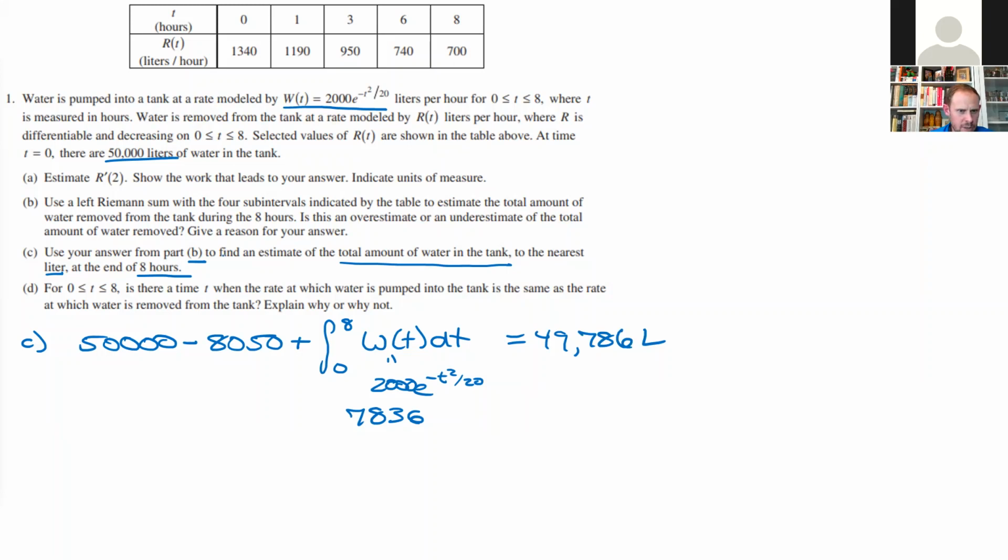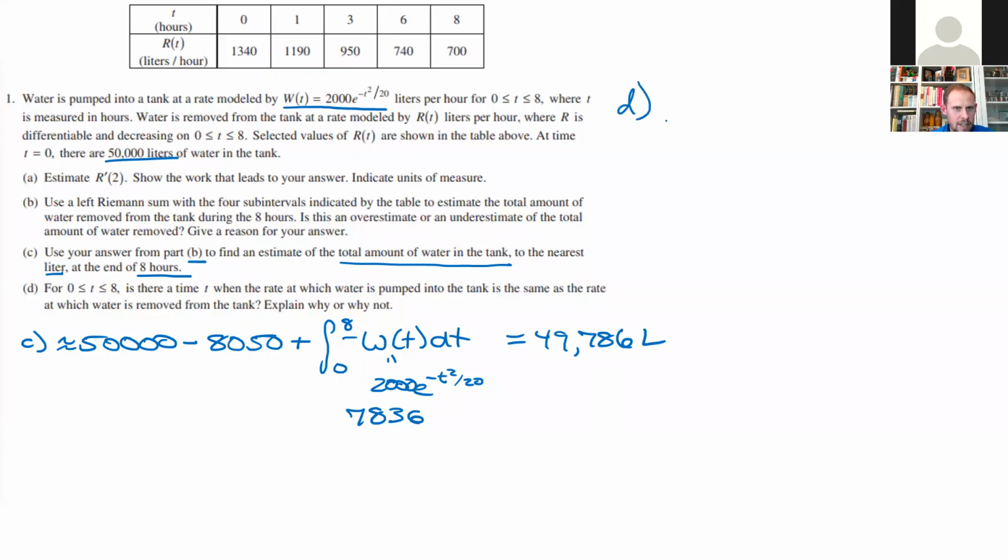Did they ask us to use your answer from B to estimate? This is an estimate of the total amount of water, so maybe we should put roughly equal to, to the nearest liter, so nearest whole number, at the end of 8 hours. Part D, for 0 to 8, is there a time t where the rate at which the water is pumped into the tank is the same as the rate at which the water is removed from the tank? Explain why or why not.